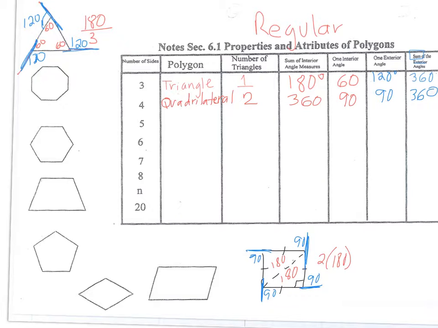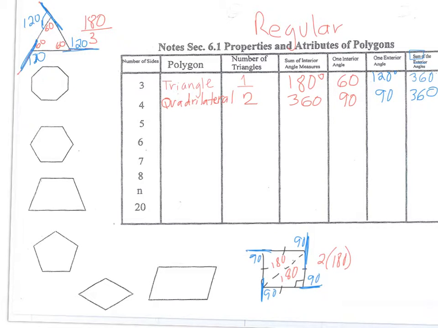Row number 2, fill out the row with the 6-sided figure. Row number 3, 7-sided figure, and row number 4, 8-sided figure. So work on that. Complete that row for that particular polygon. Okay, let me give you a minute to work on that.